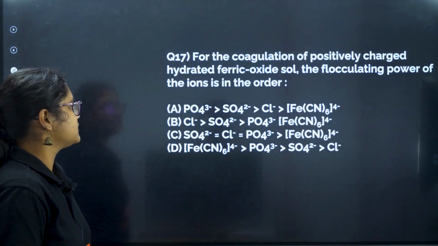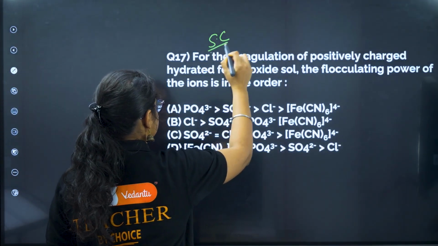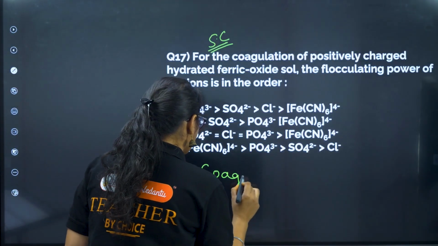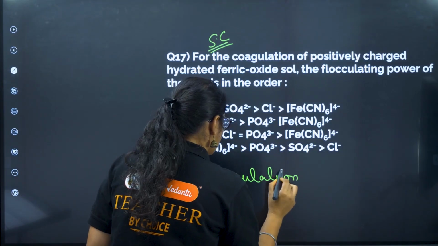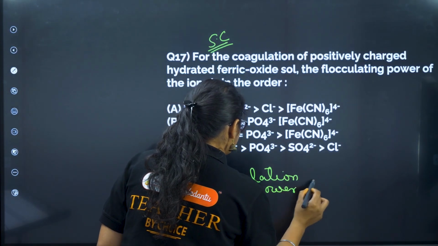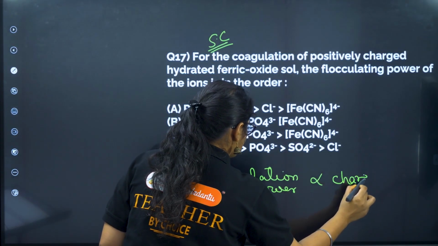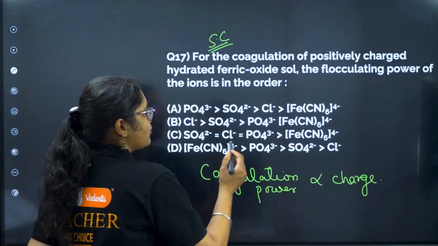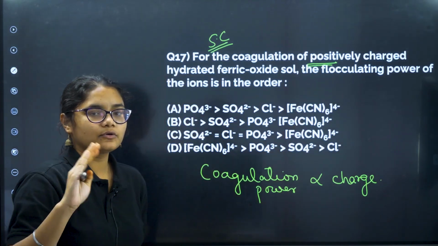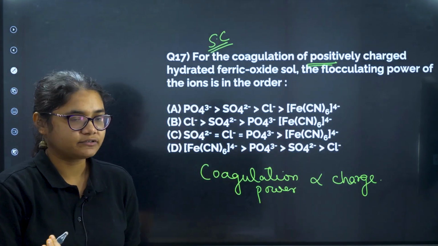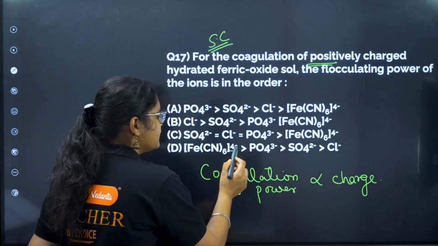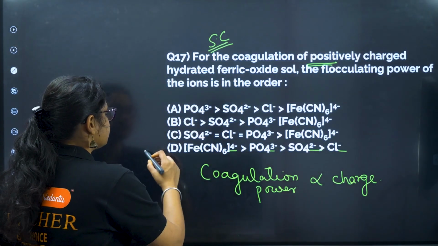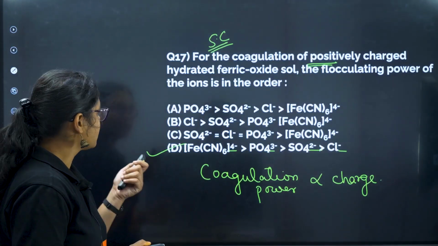Now coming to the next question. This question is also from surface chemistry, which was the deleted portion. Coagulation power, you should remember, is directly proportional to the charge. Higher the charge, higher will be the coagulating power. So if we have a positively charged sol, to coagulate it we will require more negative charge. So you can see here in option number D, 4 minus, then 3 minus, then 2 minus, and then minus 1. So the correct answer for this question is option number D.